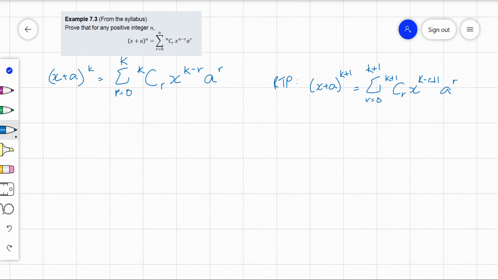Okay, so if we look at the left-hand side of that, which is x plus a to the power of k plus 1, I know I want to use x plus a to the k, so I'm just going to split that up: x plus a times x plus a to the k.